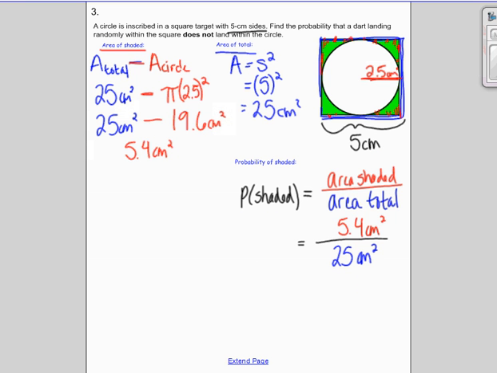So the probability of something landing on the shaded area is 5.4 divided by 25, which is 0.216. And you would write this as a percent. Remember, you just move over the decimal point twice, so 21.6% would be the answer to that problem.